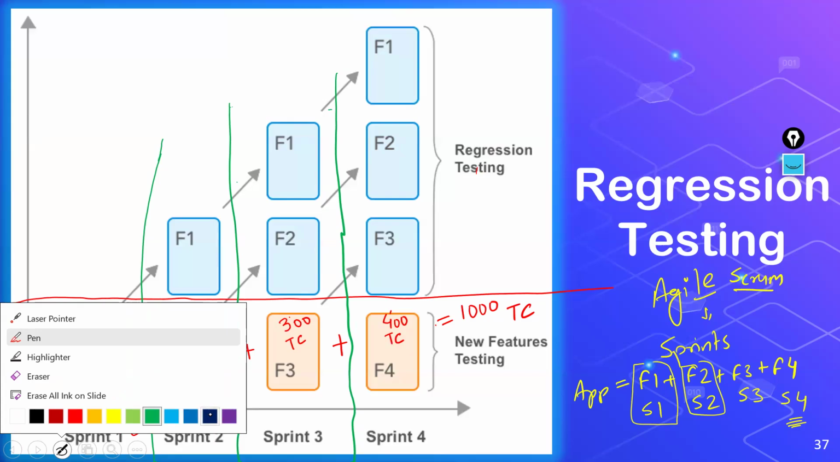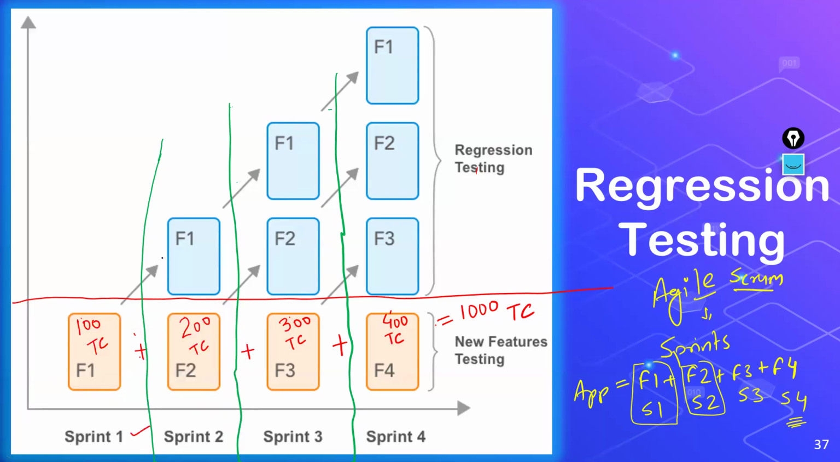Now, in this case, what happens? Now, in case of regression, how will these things be there in every sprint? So, sprint one, your first sprint, you don't see any additional efforts or anything noticeable in sprint one because you just have one feature to test. So here it would be 100 test cases in sprint number one.